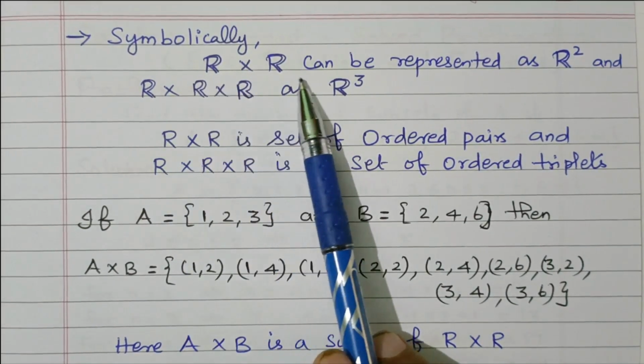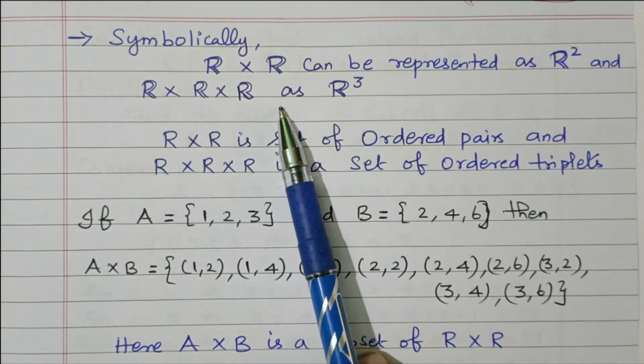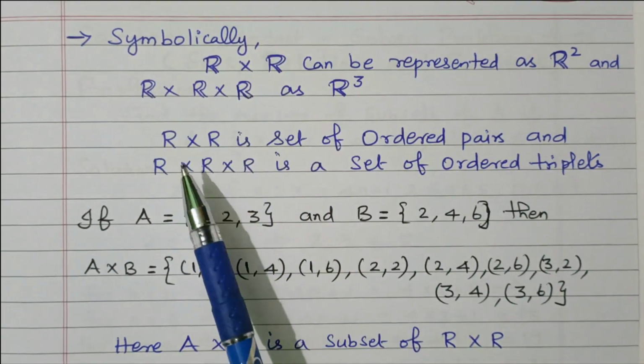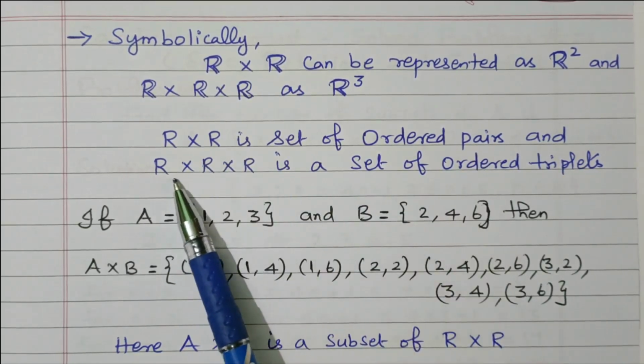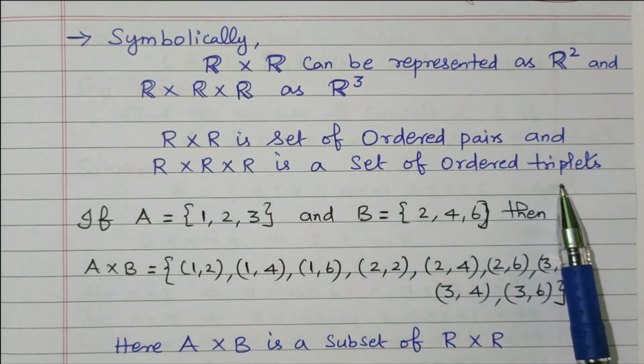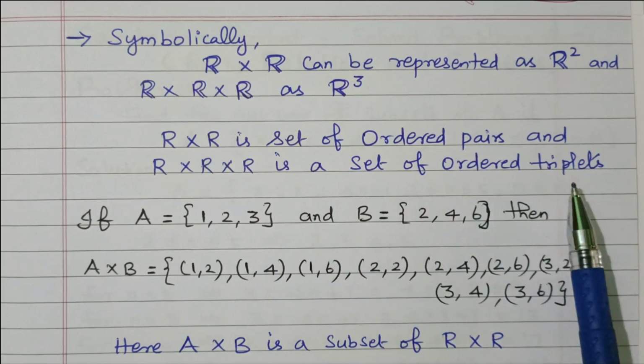Symbolically, R cross R can be represented as R square. Similarly, R cross R cross R is represented as R cube. So R cross R is a set of ordered pairs and R cross R cross R is a set of ordered triplets. We already know that 2 means ordered pair, 3 means triplets.